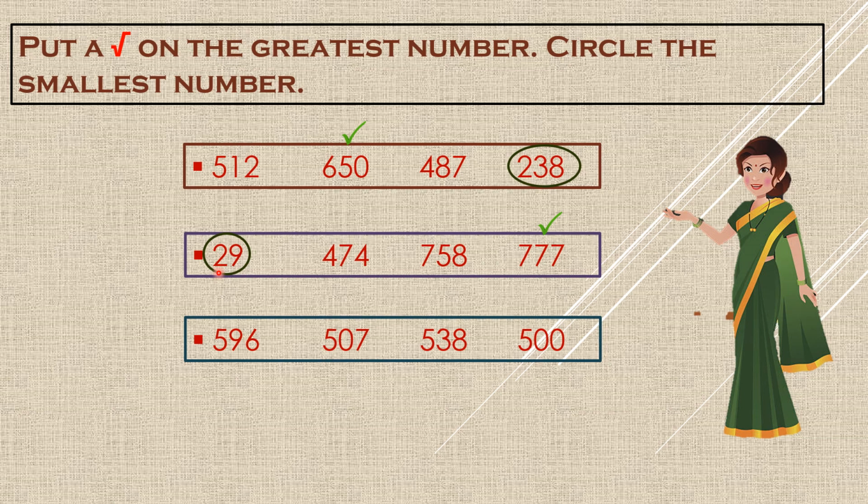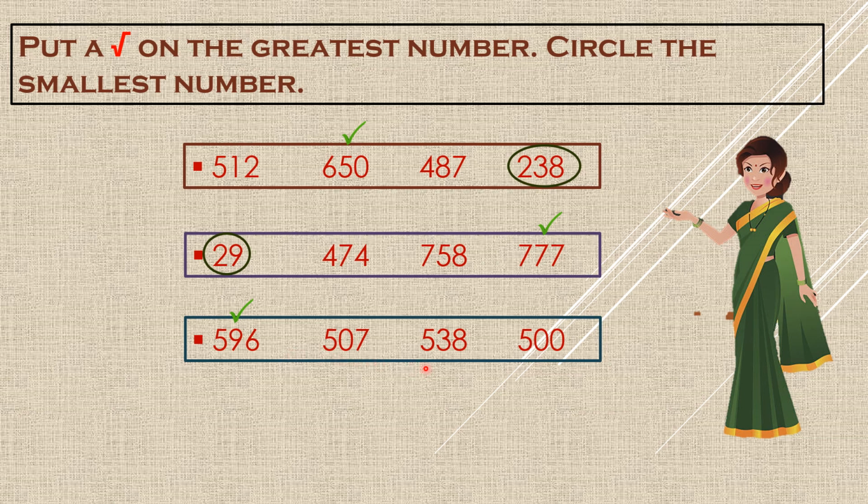Next example, 596, 507, 538, 500. All are 3-digit numbers. So we cannot say which is bigger and which is smaller. Let's compare hundreds. All the hundreds digits are again same. 5, 5, 5, 5. So let's see the tens. 9, 0, 3, 0. Yes, exactly. 9 is the bigger one in the tens. Among all these 4 numbers, so 596 is the biggest or greatest number.